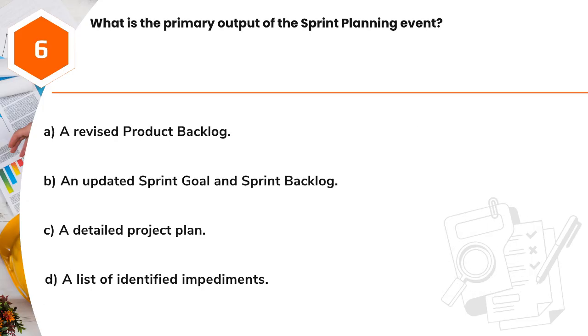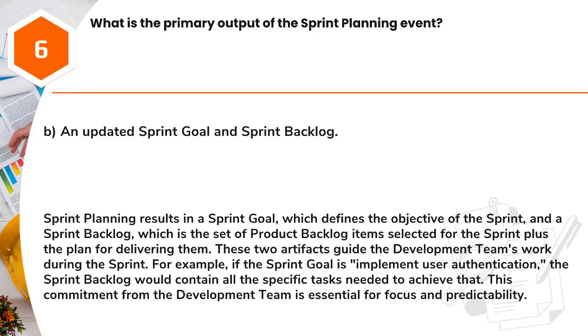Question 6. What is the primary output of the sprint planning event? A. A revised product backlog. B. An updated sprint goal and sprint backlog. C. A detailed project plan. D. A list of identified impediments. Answer: B. An updated sprint goal and sprint backlog.